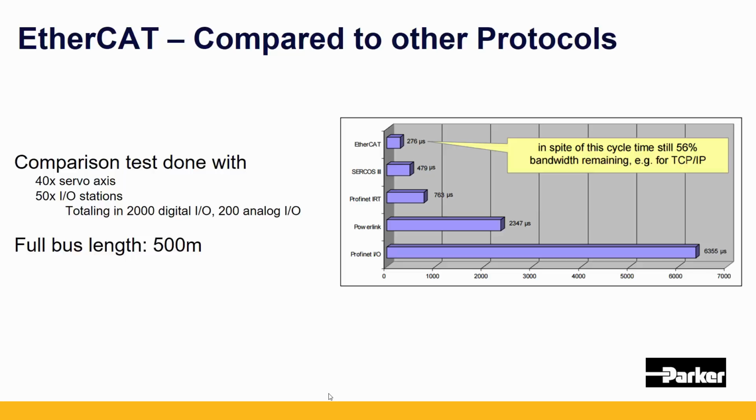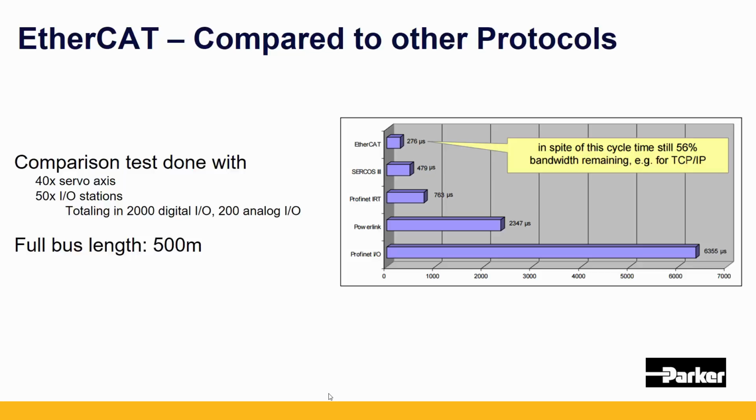In fact, they tried to make the study so equal, they even made sure that the bus length, or the actual amount of copper that each of the packets had to travel, was the same between all of these networks. So given all of that, EtherCAT blew the competition out of the water. To read and write to everything in the network, it took EtherCAT 276 microseconds. The next closest protocol is almost double that, at 479 microseconds for SERCOS 3.